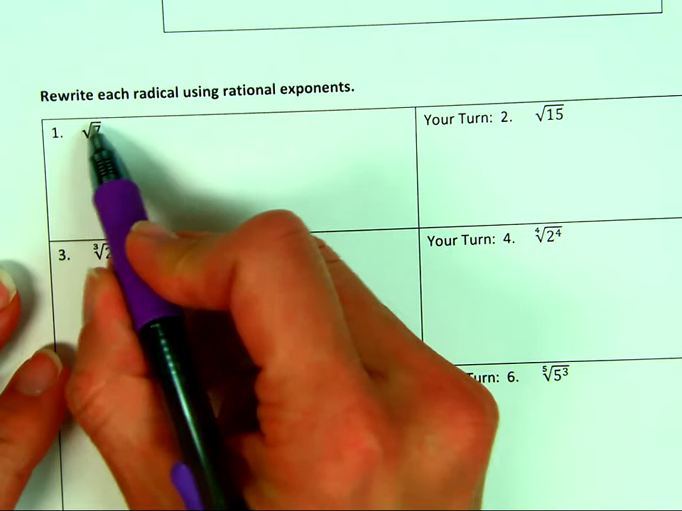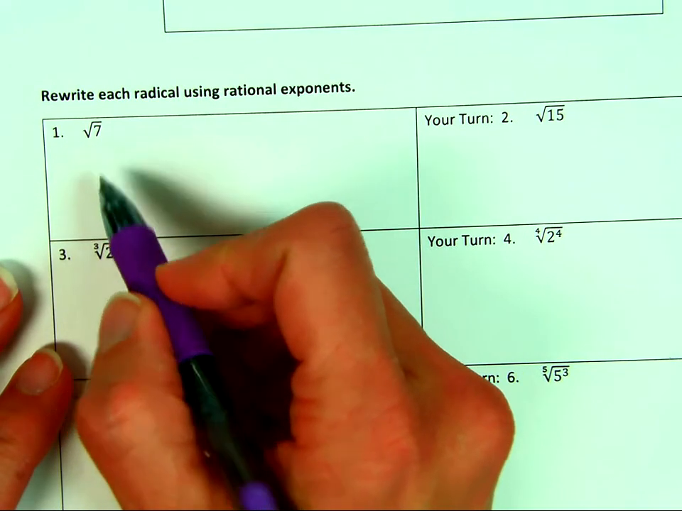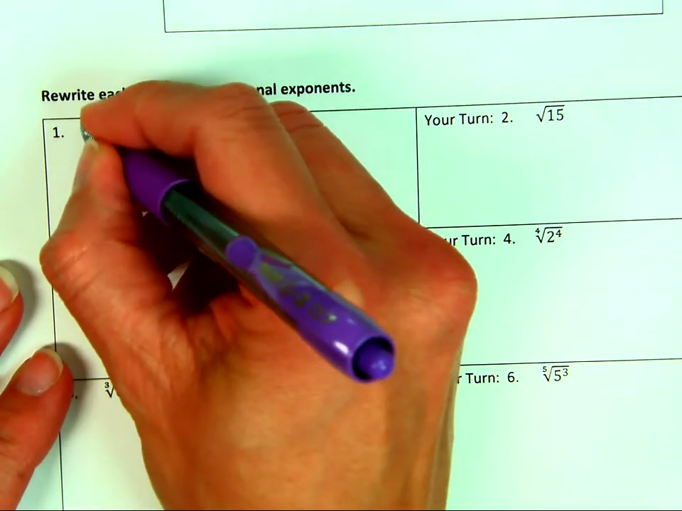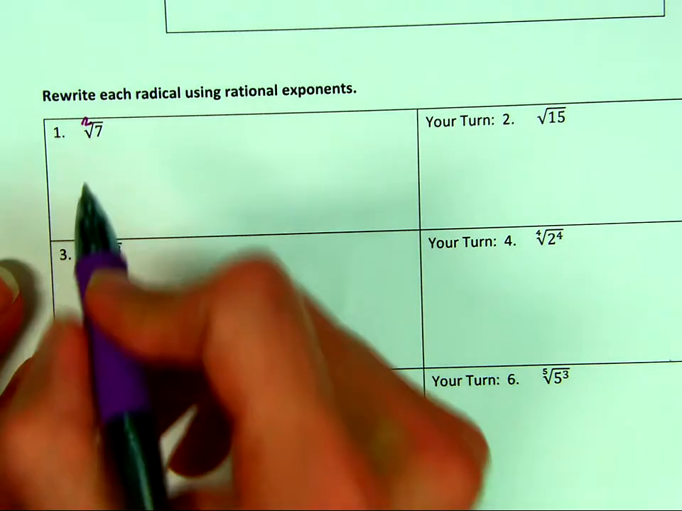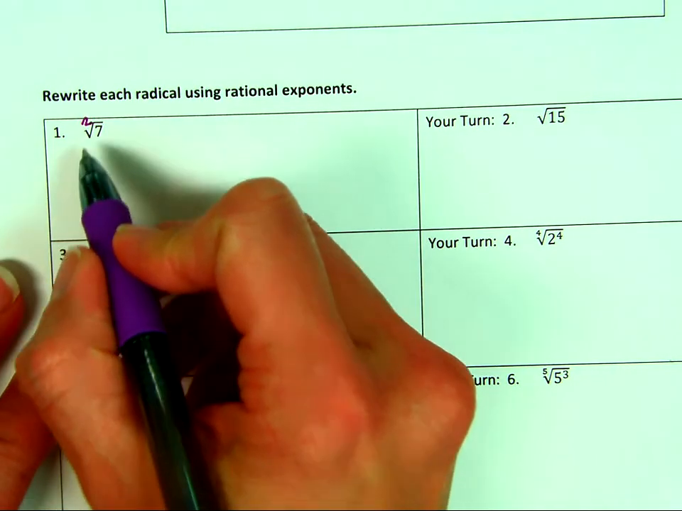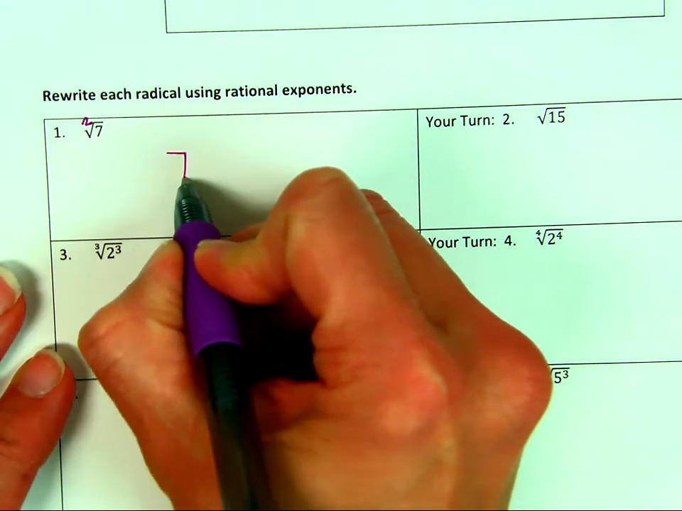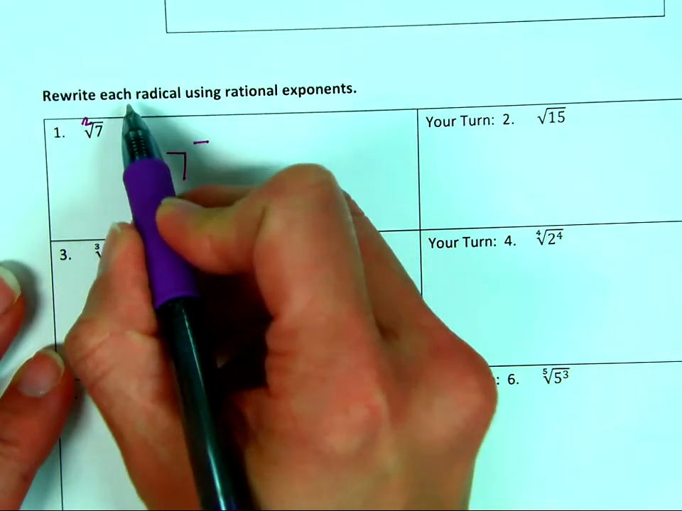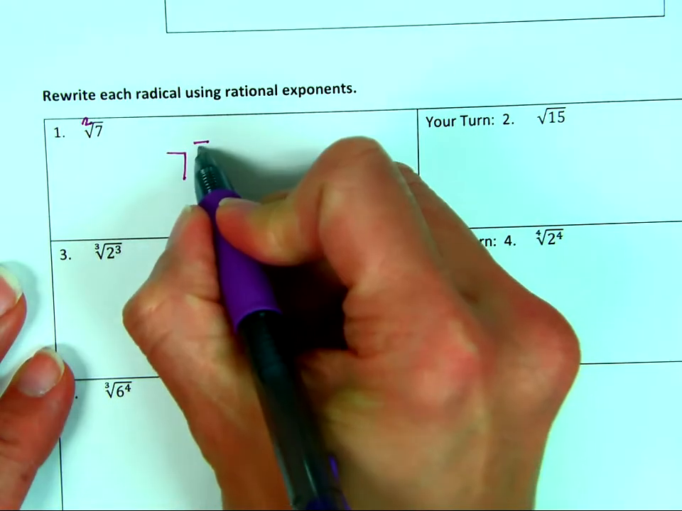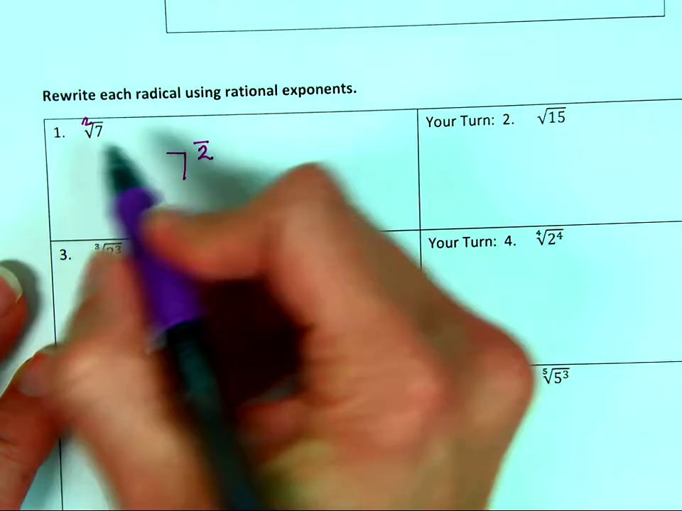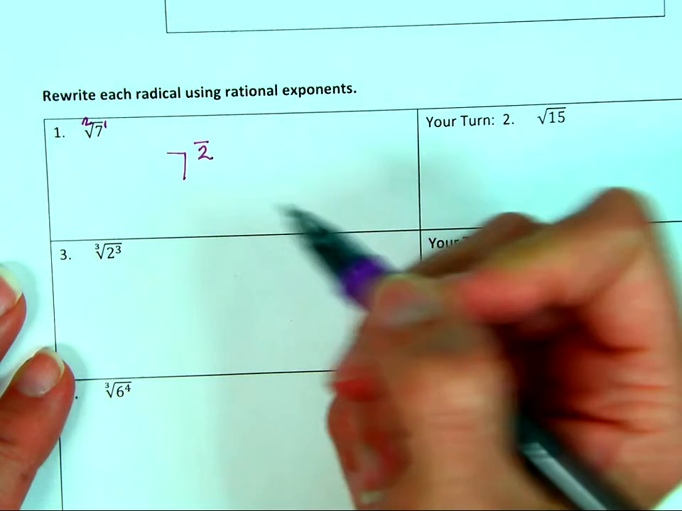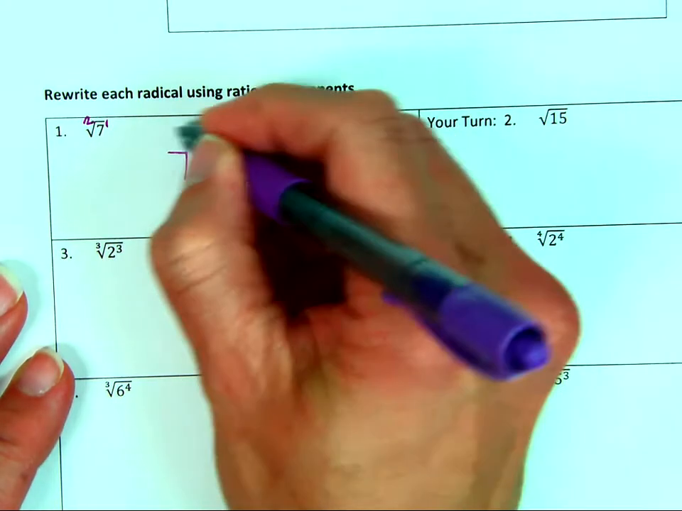Now, this is a radical sign. We call it a square root because it doesn't have an index. It really does, it's just that we don't write it. So when you see a radical sign without an index, that's your hint that it's 2. So the index is going to be a fraction here whenever I see that radical sign. The index is my denominator and the power is my numerator. Again, I don't see a power, so you have to remember that if there's no power, it's a 1.